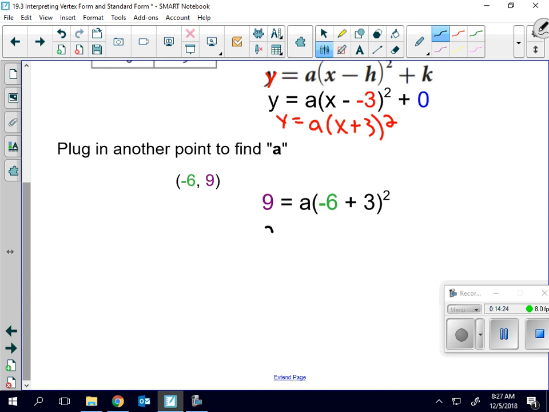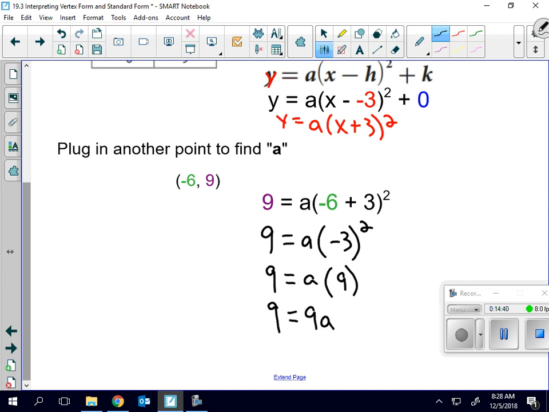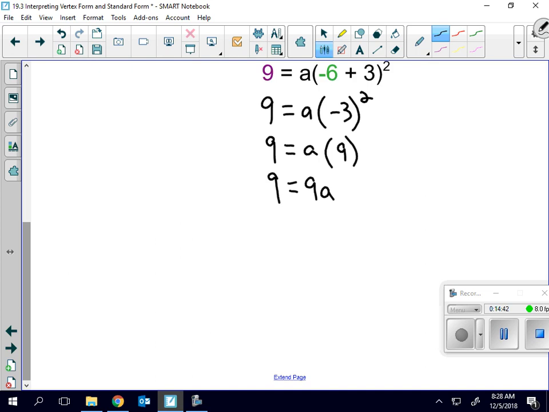So we're going to have 9 equals a times negative 3 squared. Negative 3 squared is 9. I'm going to rewrite this as 9a. That might make a little more sense for you. And we're going to divide by 9 to get a. So a equals 1.